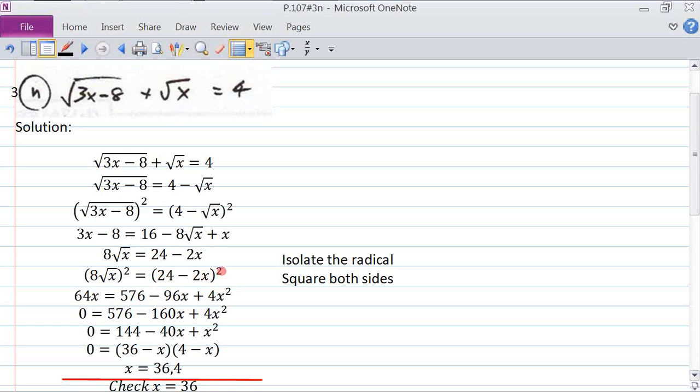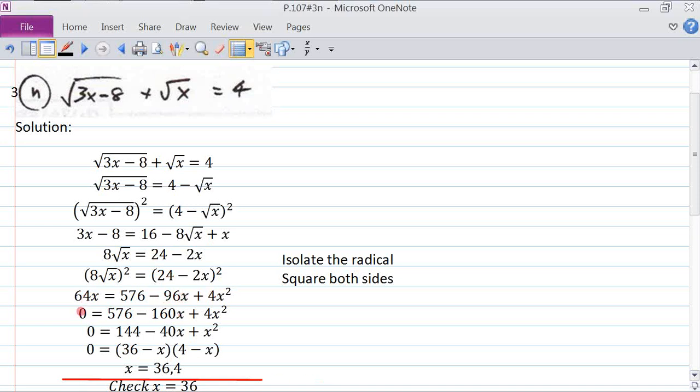and I get this. 8 times 8 is 64. Square root of x times square root of x is x. So I get 64x. Here, first times first, 24 squared is 576. Last times last is plus 4x squared. The inner one is minus 2x times 24, which is minus 48x. And the inner and outer are both minus 48x, so when I sum them, I get minus 96x.